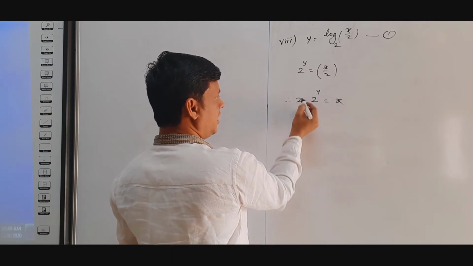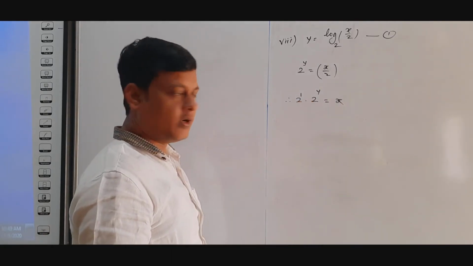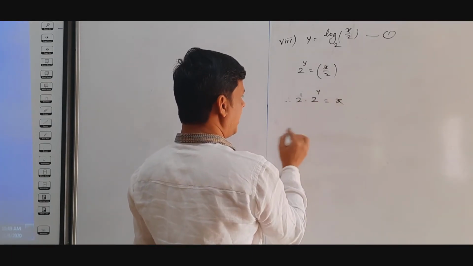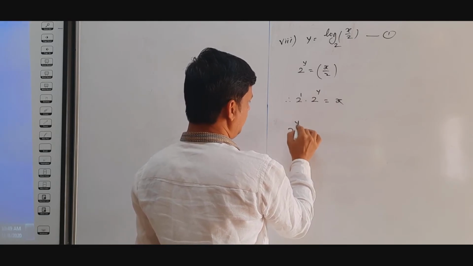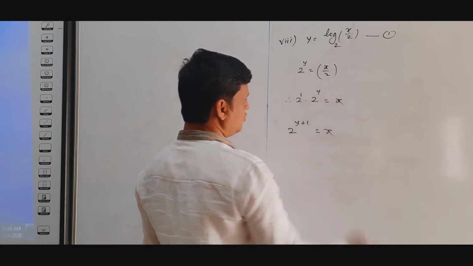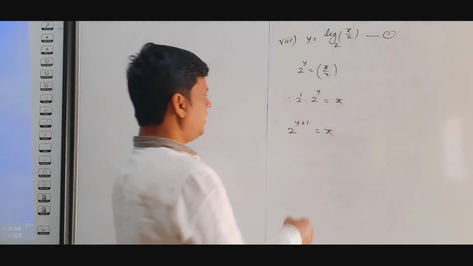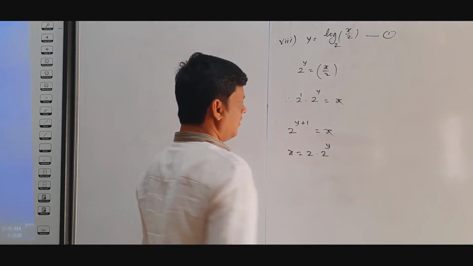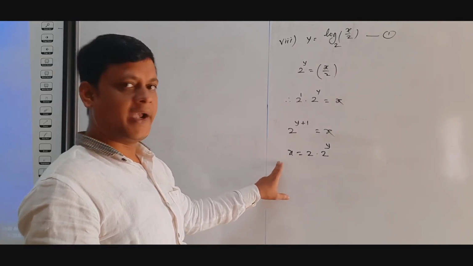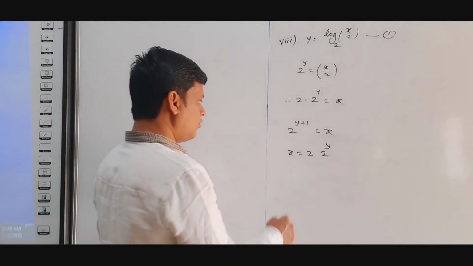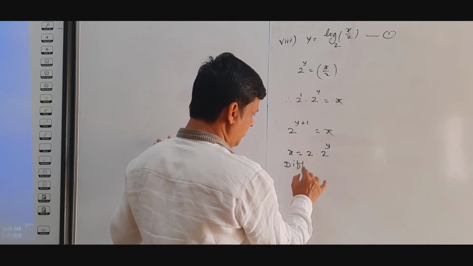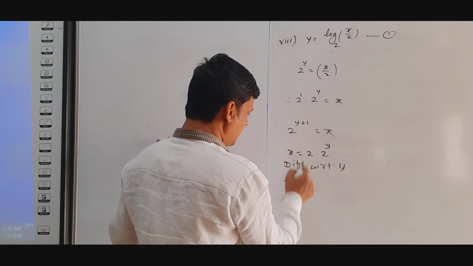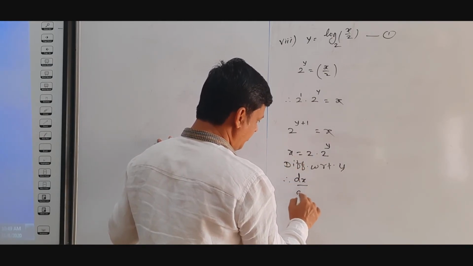x. Now here the power of 2 is 1, and the base is the same, so we write the powers in addition form. So we write 2 raised to the power y plus 1 is equal to x, or simply you can skip this and keep x equal to 2 into 2 raised to the power y till finding the derivative. Now we have to differentiate this with respect to y. So derivative of x with respect to y is dx upon dy.